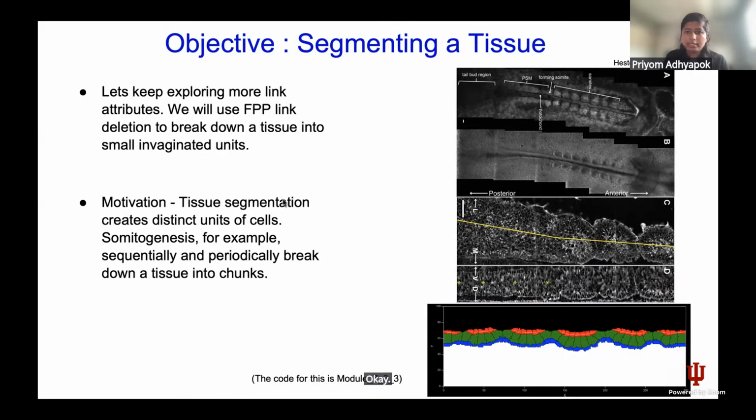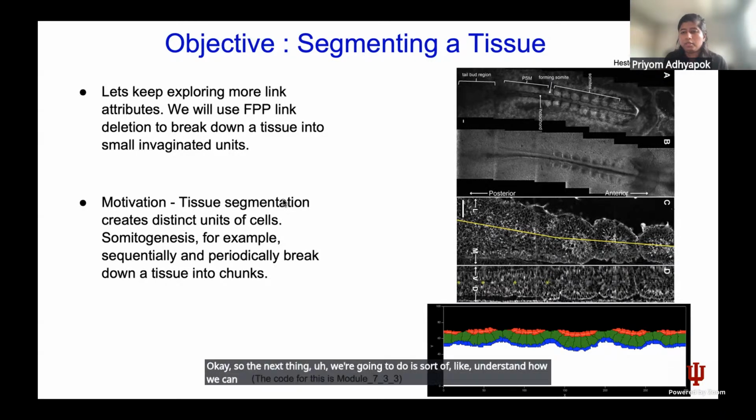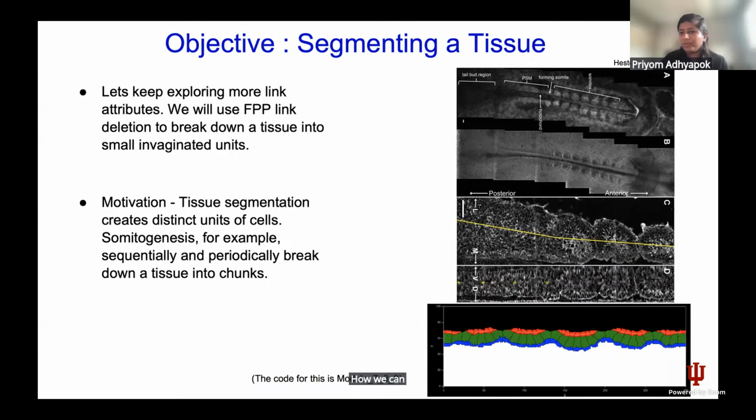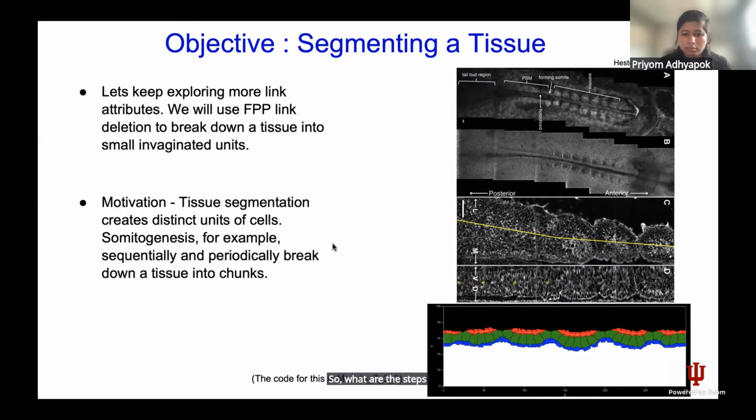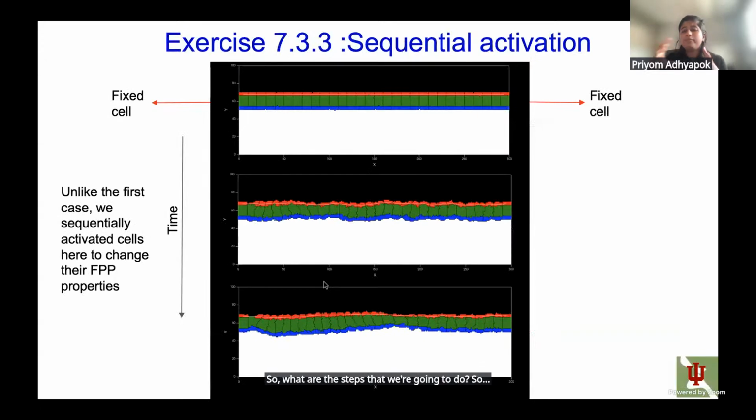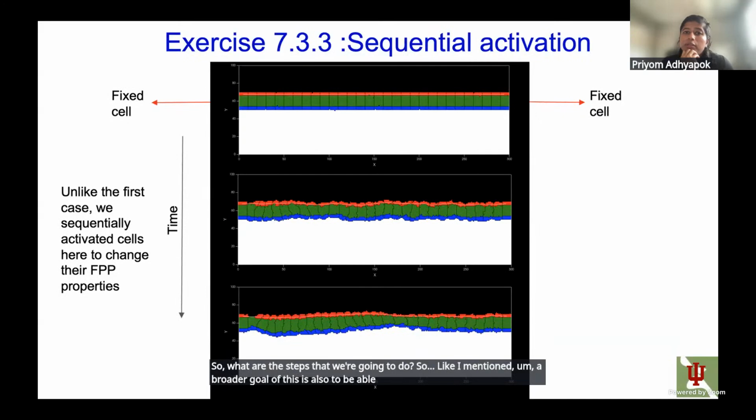Okay, so the next thing we're going to do is understand how we can create this breakdown of the epithelium into these discrete chunks. So yeah, if you download this code, it's under module 7_3_3. So what are the steps that we're going to do? Like I mentioned, a broader goal of this is also to be able to control the focal point plasticity parameters in space and time.